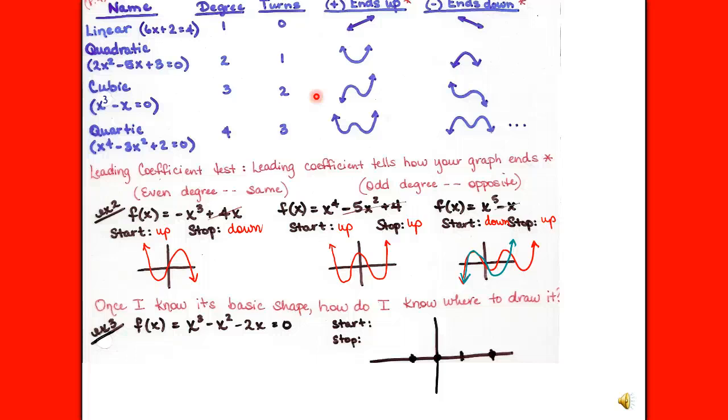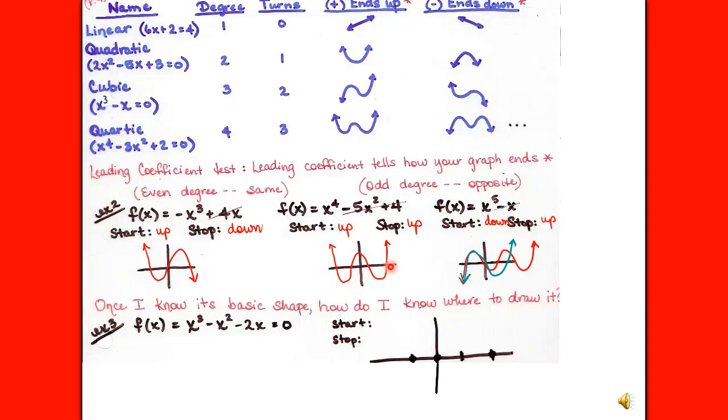The reason that my graph has to turn back here, I have 1, 2, 3, 4 x-intercepts, right? The fundamental theorem of algebra says whatever the degree of your polynomial is, you're going to have that many solutions. So if I have a degree of 4, it has to have 4 solutions. It has to have 4 x-intercepts. So I can go through and say, okay, I've got 1, 2, 3, 4 x-intercepts. In order to cross my x-axis 4 times, it would have to turn 3 times.